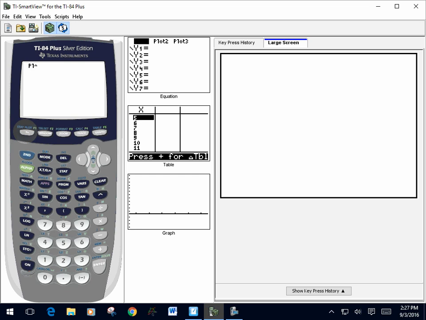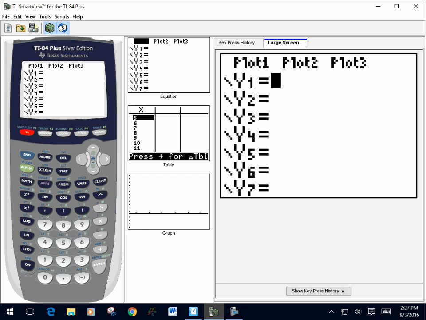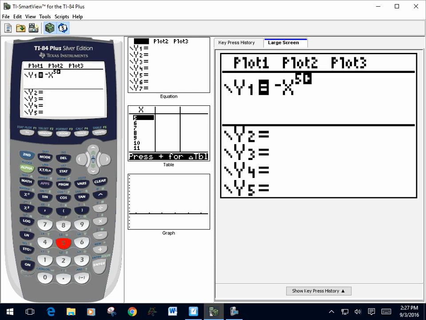So to graph it, you'll hit this y equals button. It's the far left upper button, y equals. Should bring up a screen like this. And you can just type in that function. The negative button is down here at the bottom. Negative. The X button is next to alpha, the green button. It's red on the screen right now. X, and then we can use our power button to the fifth power.